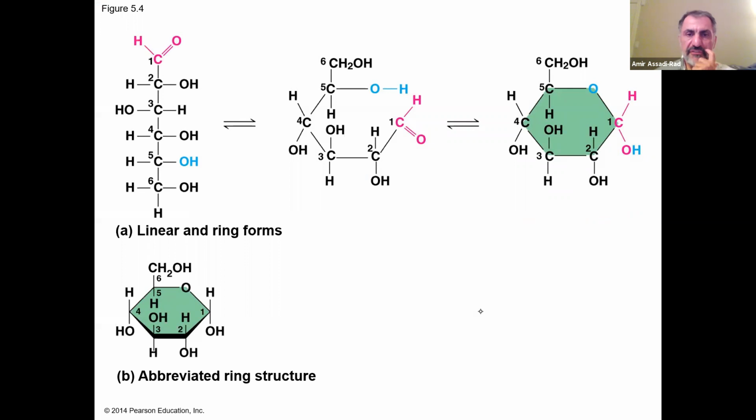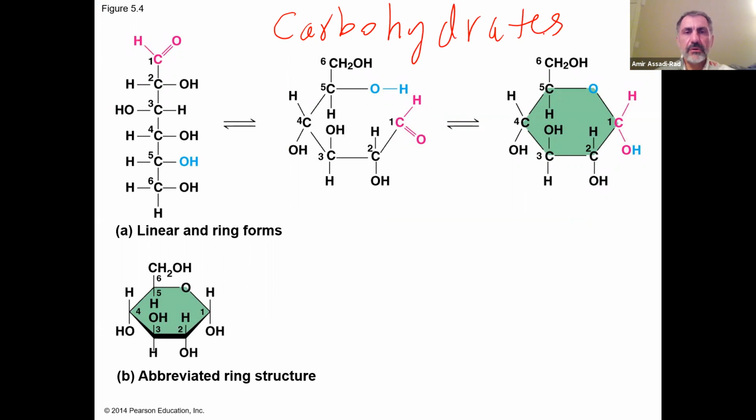Here is the very first molecule we are going to talk about, carbohydrates. I didn't label them for you, shame on me. So from here on, it starts with carbohydrates. This is a glucose molecule, which has 6 carbons. Carbon number 1, number 2, number 3, number 4, number 5, number 6. So the carbons are numbered.